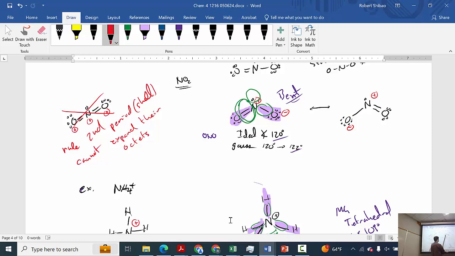And so this double bond here is going to push this single bond and this radical together and widen this angle here. So the double bond takes up more space. Therefore, the O-N-O angle is greater than 120. Guesstimate around 122. This is the only angle here, O-N-O. Again, we don't measure the angle between lone pairs or single electrons and bonded atoms.